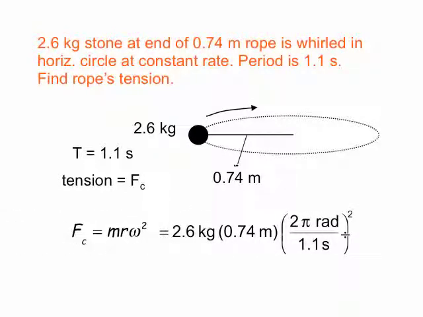Angular velocity is the completion of a spin. How long? It's 1.1 seconds. Squared, you get 63 newtons.